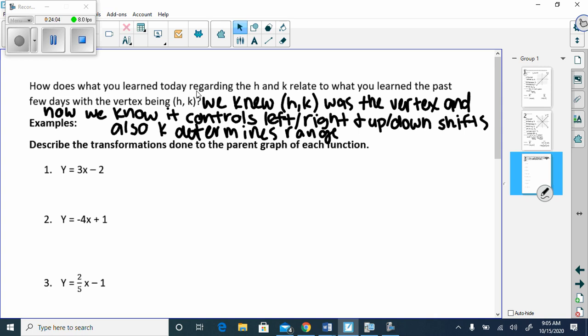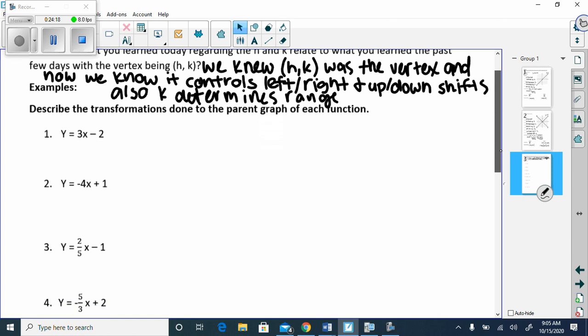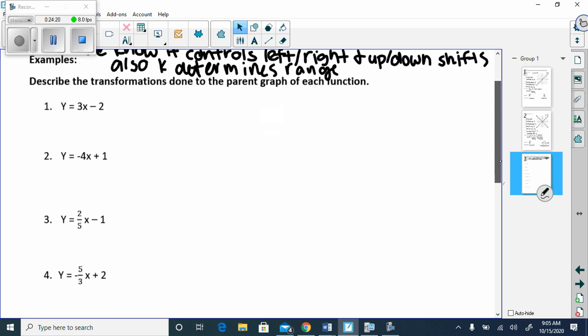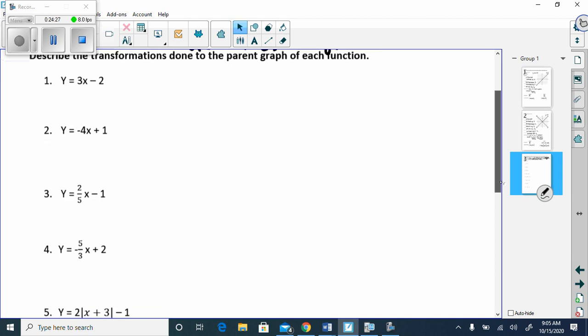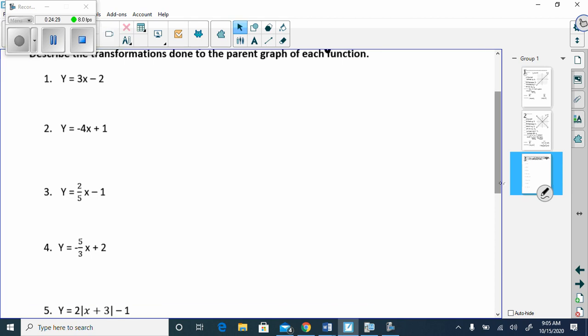Okay, so remember, negative out in front will reflect. The number out in front is either going to stretch or shrink. Inside is going to be left and right. On the end is up and down. Okay, so then they give us some examples here and ask us to describe the transformations that are being done to the parent function. Okay, so these first couple are linear. So that's our diagonal line ones.